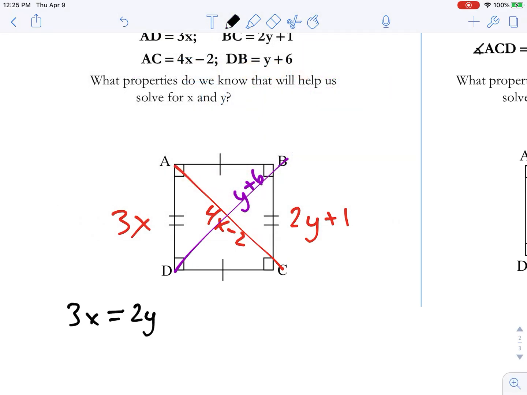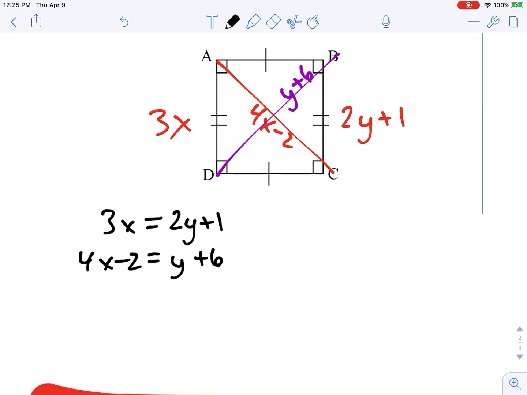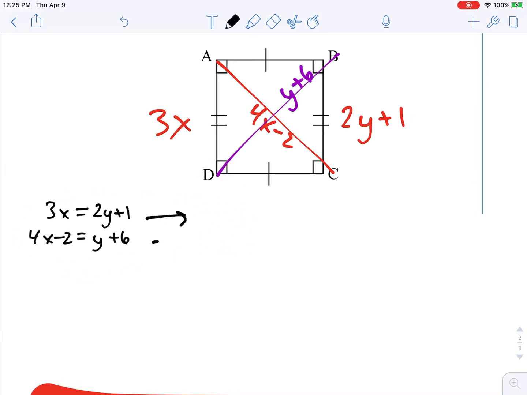3x equals 2y plus 1. 4x minus 2 equals y plus 6. That's all we really know? That's so sad. So that means we have to do a system problem. Now, this one's sort of ugly in the sense that there is no x equals or y equals. We don't have x's and y's on both sides. So no matter what, we're going to have to rearrange this. So I'm going to take this equation, move it over to the left a little bit, and rewrite it so it looks prettier.